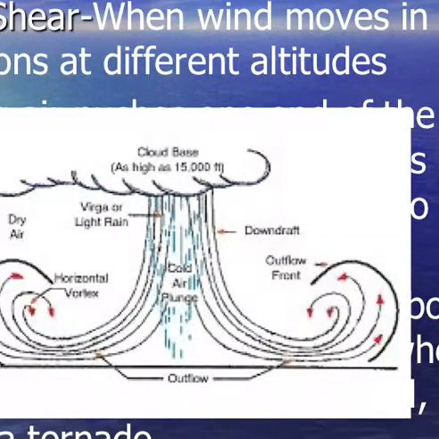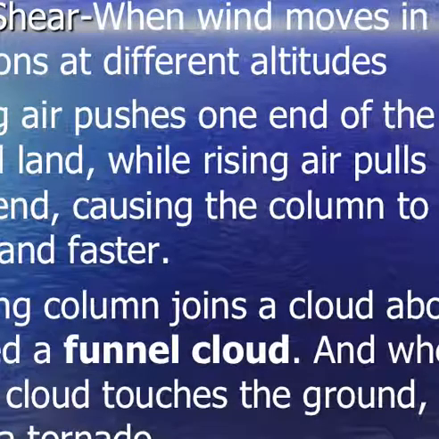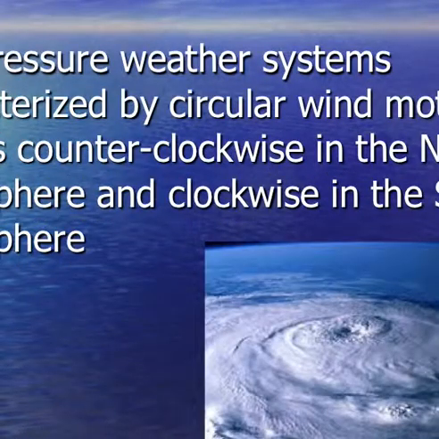And here is a wind shear. Notice the winds are going in opposite directions. All right. Thunderstorms can also produce tropical cyclones. A cyclone is a low pressure weather system characterized by circular wind motions that rotate counterclockwise in the northern hemisphere and clockwise in the southern hemisphere. You can just write: low pressure systems rotate counterclockwise in the northern hemisphere and clockwise in the southern hemisphere.